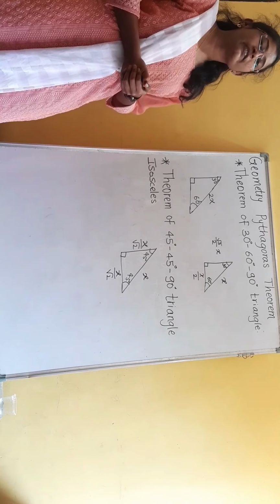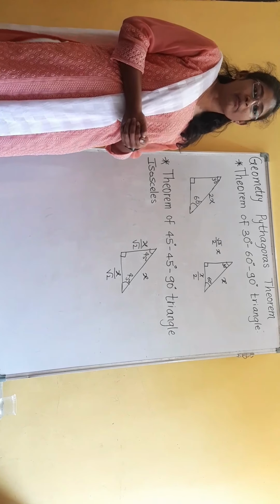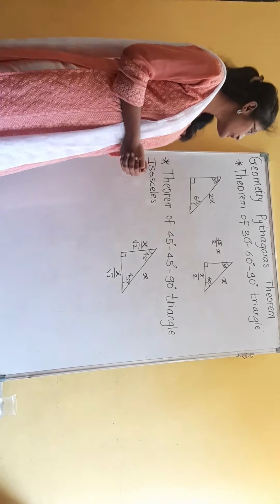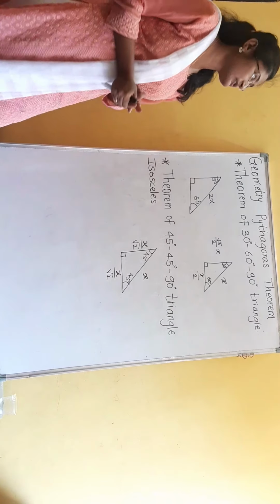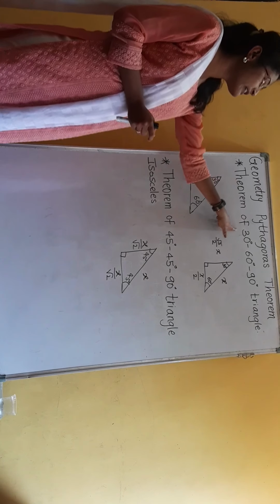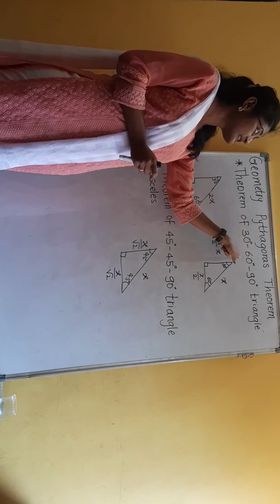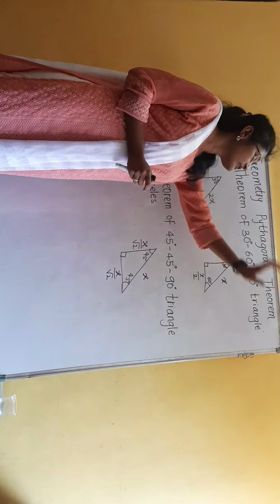Good afternoon everyone. In yesterday's video we learned about the Pythagoras theorem. Today I am going to take the theorems which are based on the Pythagoras theorem. So the theorem of 30, 60 and 90 degree triangle.